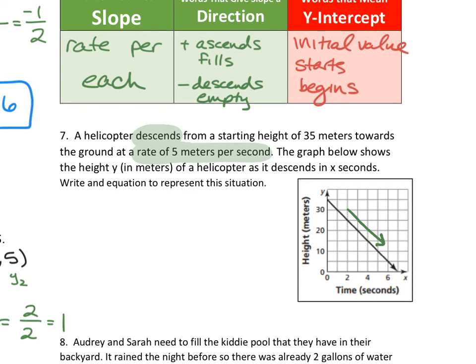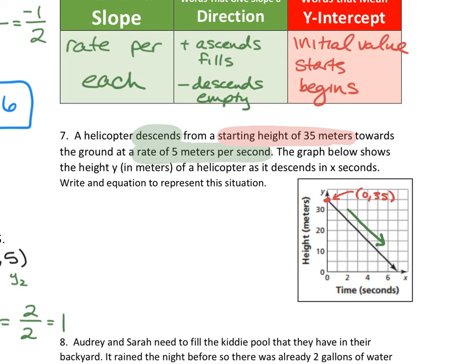The other thing that I'm looking for here is a y-intercept. It says a helicopter descends from a starting height of 35 meters. Starting height of 35 meters, that's going to be my y-intercept because that's where it's starting. Additionally, we can see that on this graph. It definitely starts at (0, 35).